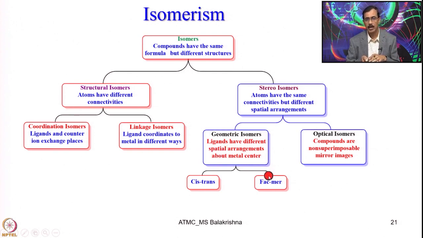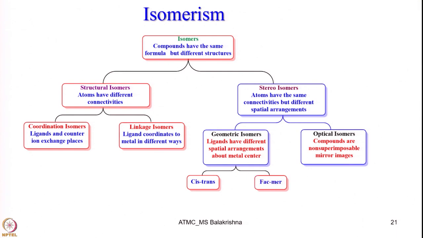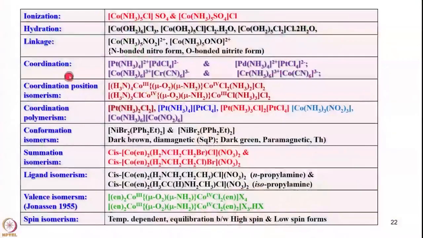Whereas in case of octahedral compounds, when we have MA4B2 or MA2B4, we have cis and trans isomers. Similarly, when we have MA3B3, we end up with two isomers which are called facial and meridional. In facial, all the three ligands are on the same face, whereas in meridional, they are not. Then if the compounds are non-superimposable mirror images, then we call them optical isomers. I have given some examples for various isomerism.